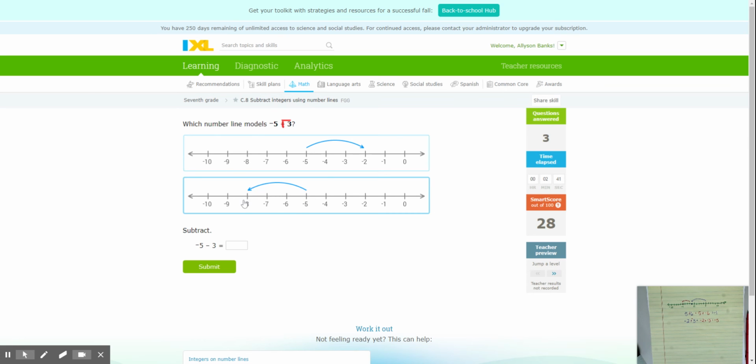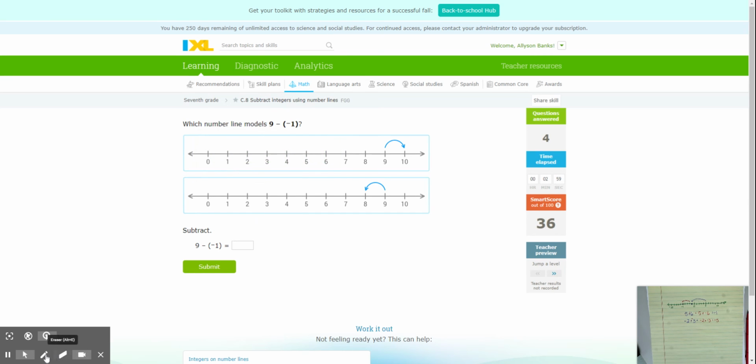1, 2, 3. So it looks like this one. This one goes 3 also, but it's going 3 to the right. That's not the way we want to go. So it's -8 is our answer. Awesome. Okay.